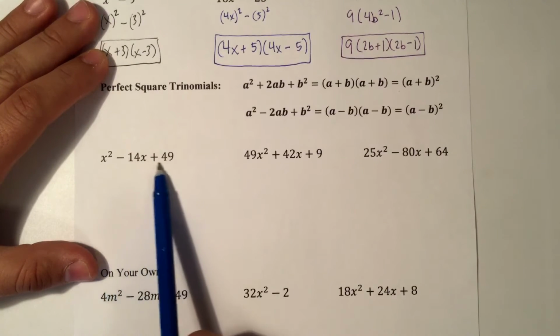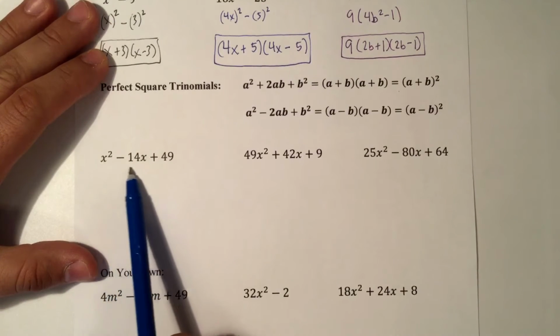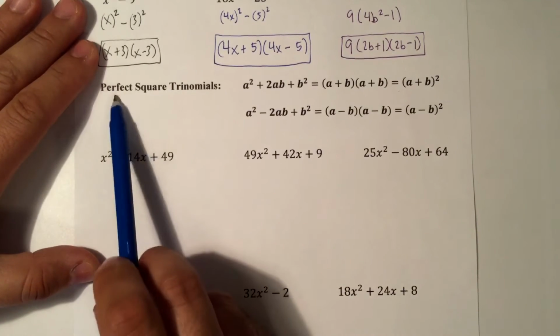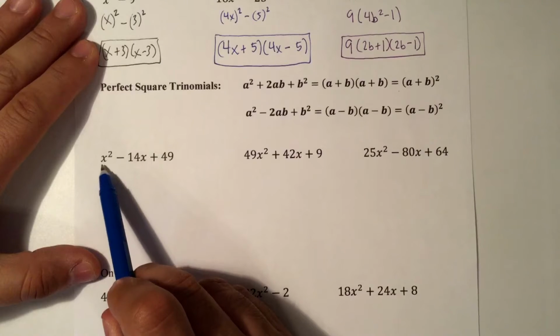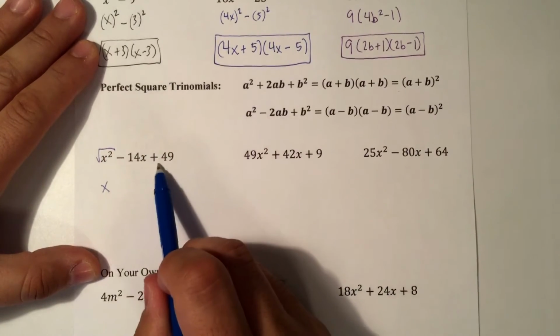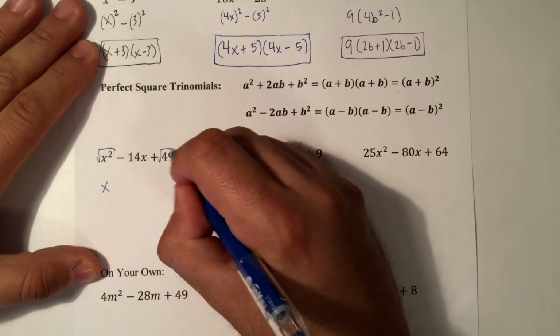Is it in standard form? Yes. Is there a greatest common factor? No. So now I'm looking for the special factors, and this is a perfect square trinomial. Perfect square, so the square root of that is x. The last term is a perfect square. The square root of 49 is 7.